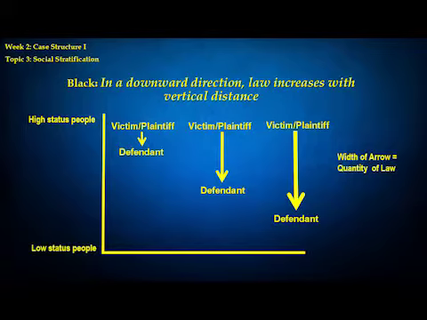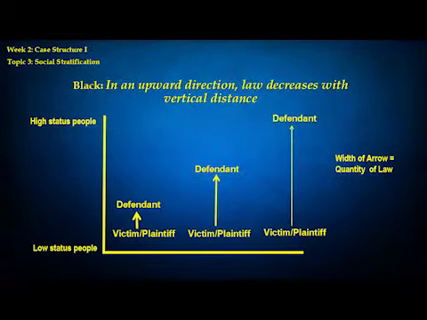On the other hand, in an upward direction, it's the opposite. In an upward direction, law decreases with vertical distance, meaning that a case against somebody who's just a little bit superior is more likely to succeed than a case against somebody who's substantially superior, and still less likely to succeed is a case against somebody who's very distantly superior. For example, a powerful organization, perhaps even the government of the nation itself.